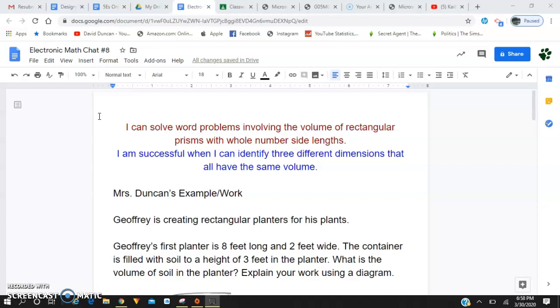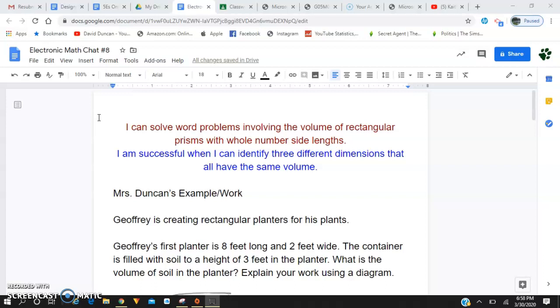We've identified the different side lengths when given two side lengths and the overall volume. We've done a lot of exploring with volume. And today we're going to be diving into volume a little deeper again, involving word problems. Now, word problems I know always seem scary, they always seem overwhelming. Just remember my 2 tips.